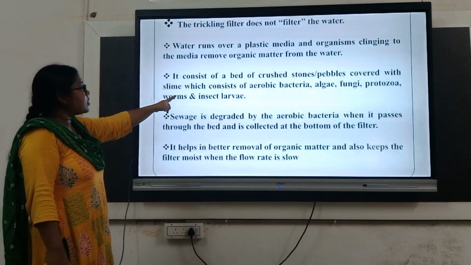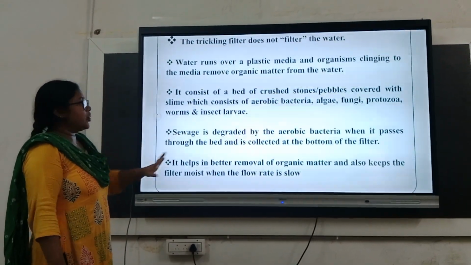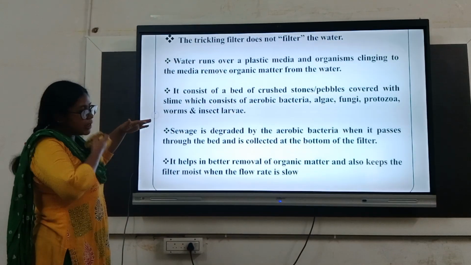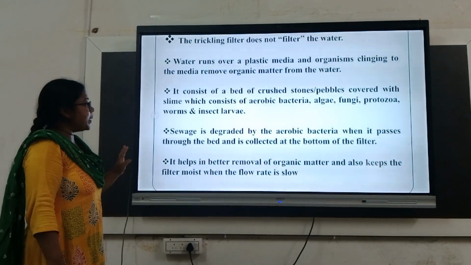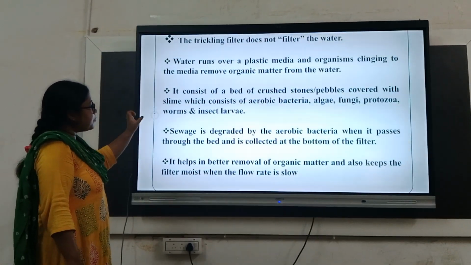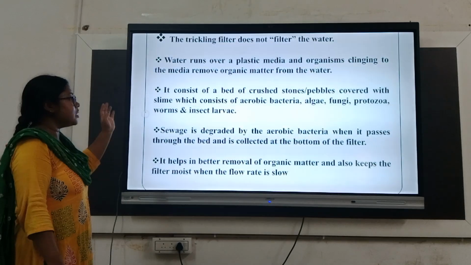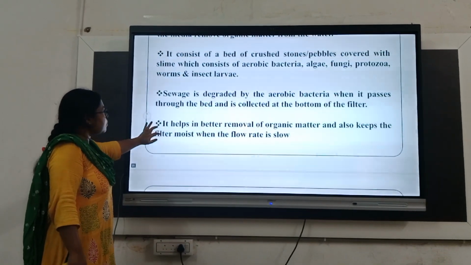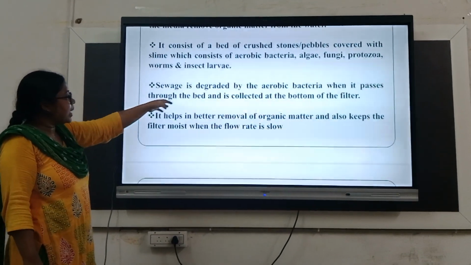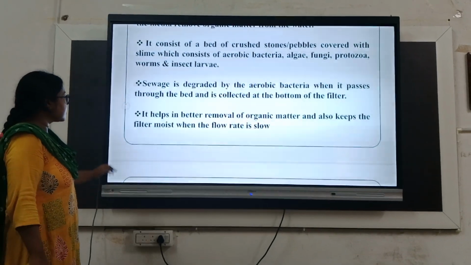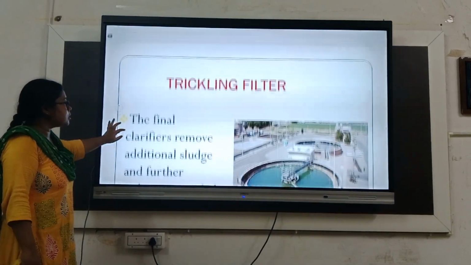Now this trickling filter has bacteria which are aerobic as well as anaerobic. There is another type of bacteria called facultative bacteria. That means these facultative bacteria can do their activity in the presence of oxygen as well as in the absence of oxygen. Sewage is degraded by the aerobic bacteria when it passes through the bed and is collected at the bottom of the filter. It helps in better removal of organic matter and also keeps the filter moist when the flow rate is slow.